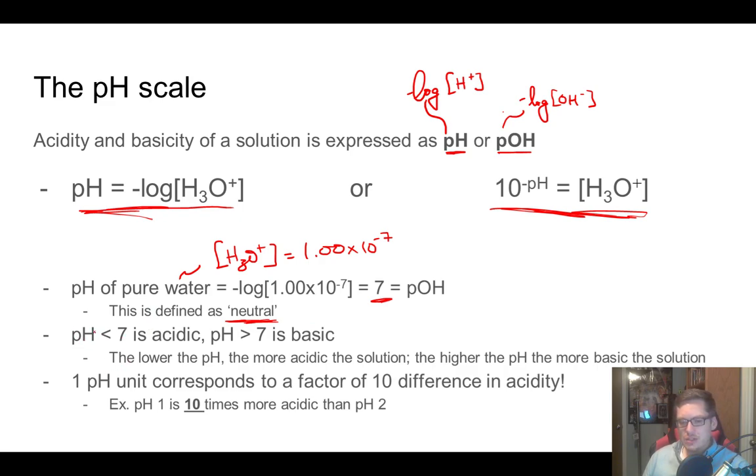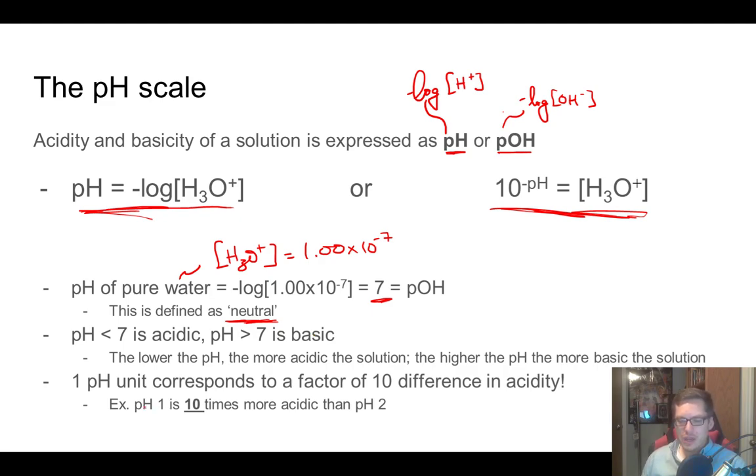So if your pH is less than 7, you're acidic. That means you have a greater concentration of hydronium. And if your pH is greater than 7, you have a basic solution. The lower the pH, the more acidic the solution, and the higher, the more basic. And so really this is where we get that quantitative ability to look at a pH value and say, you are more acidic than that one, you are more basic than the other, and so on and so forth.